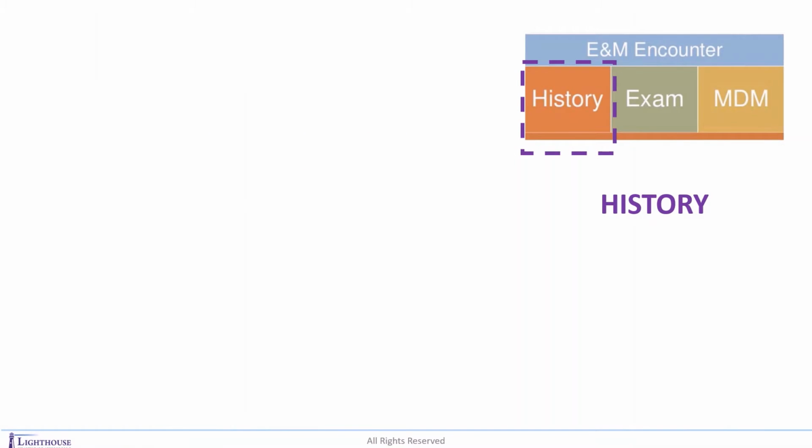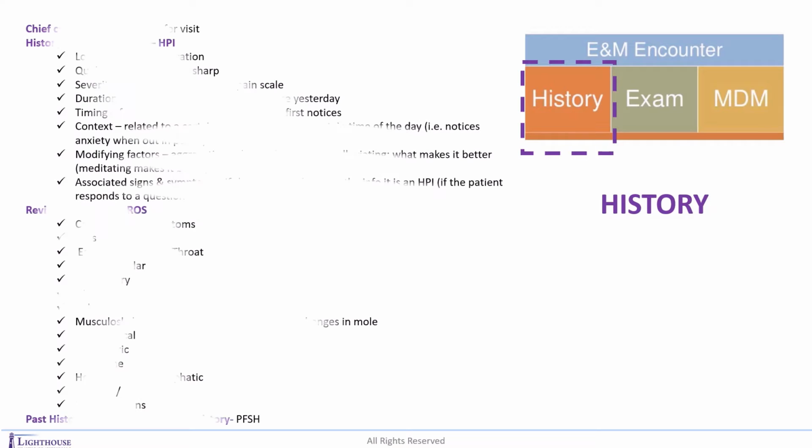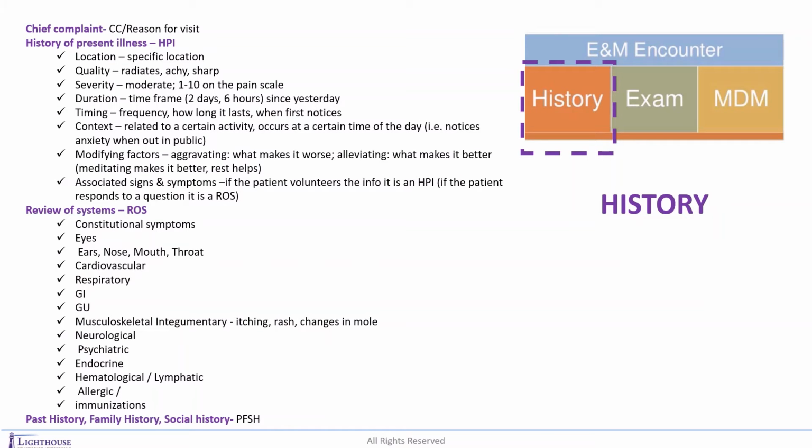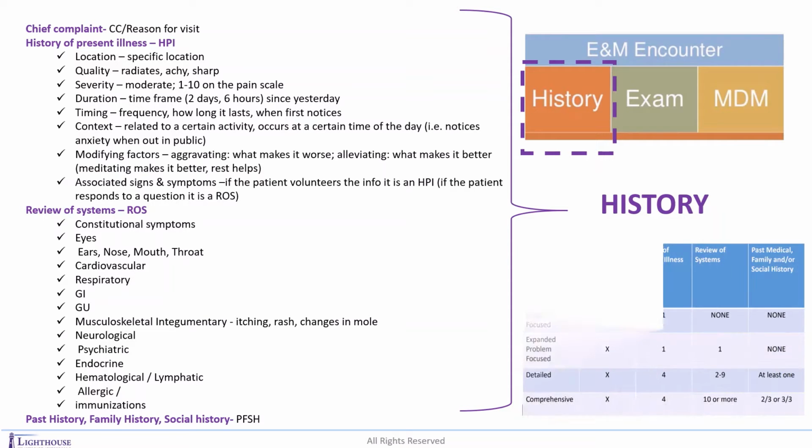The first key element is history. History has 3 components: history of present illness, which is called HPI, review of systems, which is written as ROS, then PFSH, which is past history, family history, social history. Level of history is classified as problem-focused, expanded problem-focused, detailed and comprehensive.